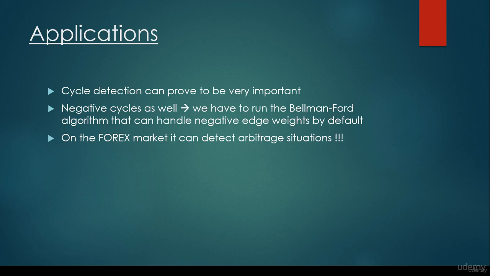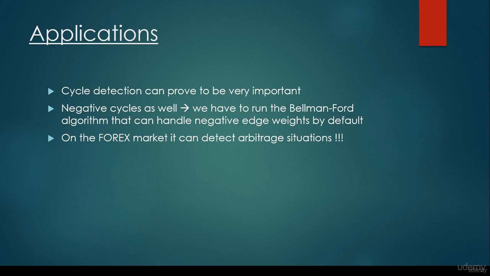So what about the applications? We are going to talk a bit more about the applications of shortest paths in a distinct lecture, but as far as Bellman-Ford algorithm is concerned, cycle detection can prove to be very important. So negative cycles as well. We have to run the Bellman-Ford algorithm, which can handle negative edge weights by default, and for example on the forex market it can detect arbitrage situations.